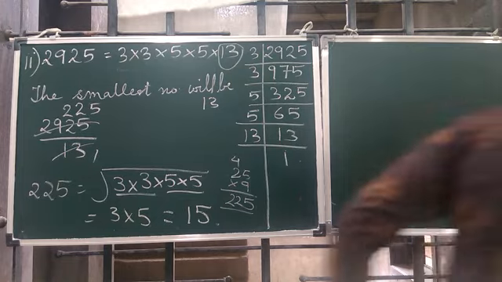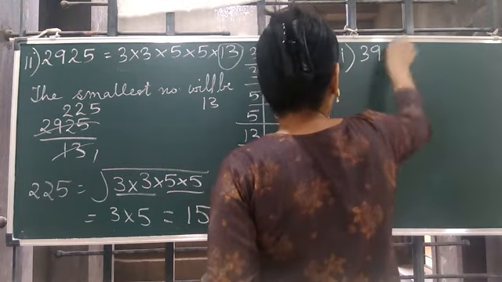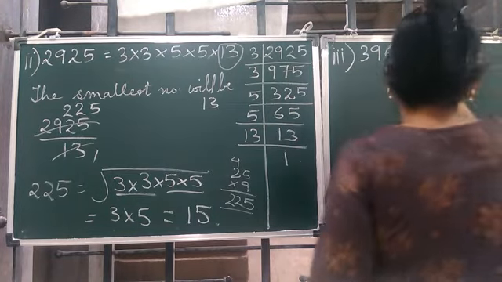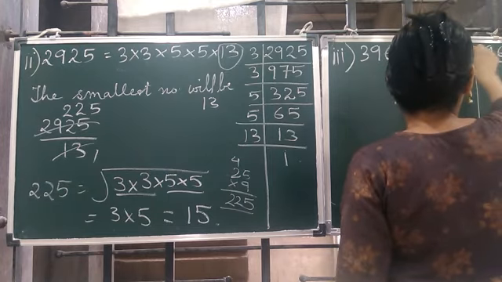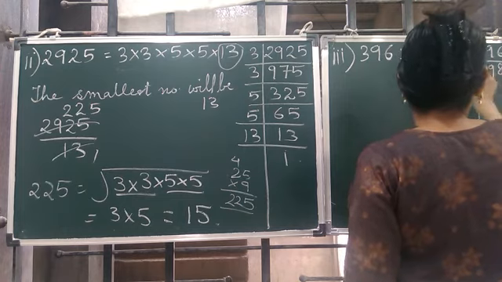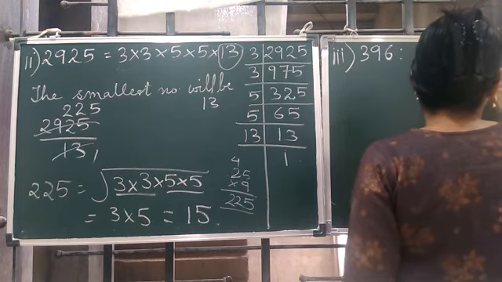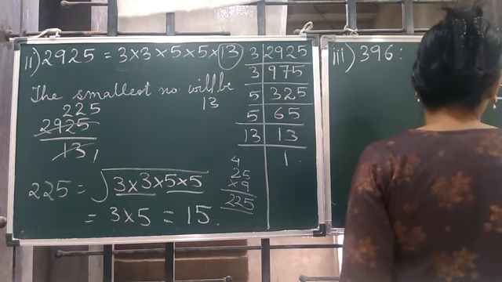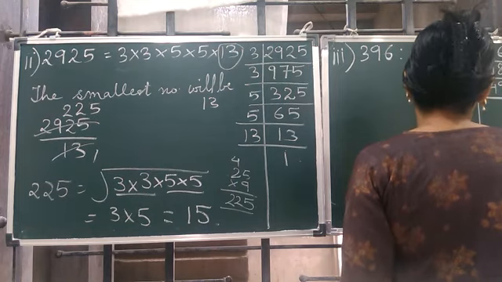396. Third one is 396. Let's solve. It will start by 2. 2 1s are 2. 9s are 18. 8s are, again it will go by 2. 4s are 9s are. Now let's check, will it go by 3? No, it will not go by 3.